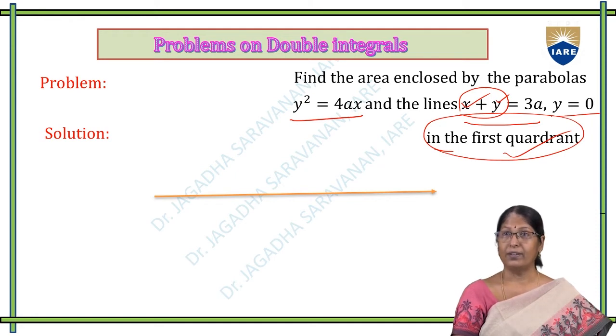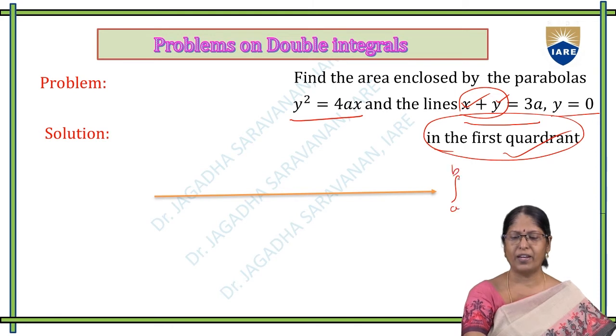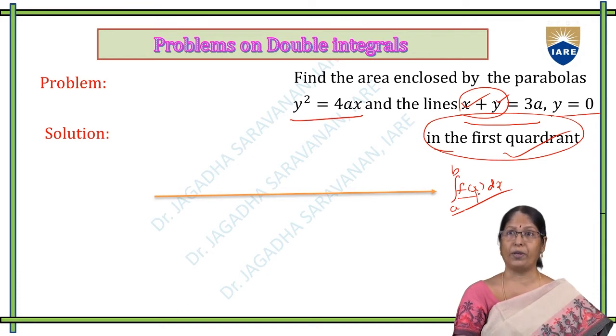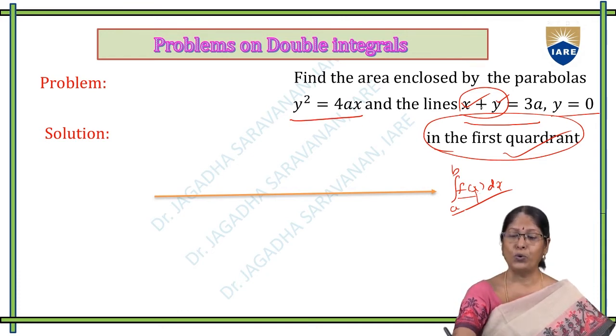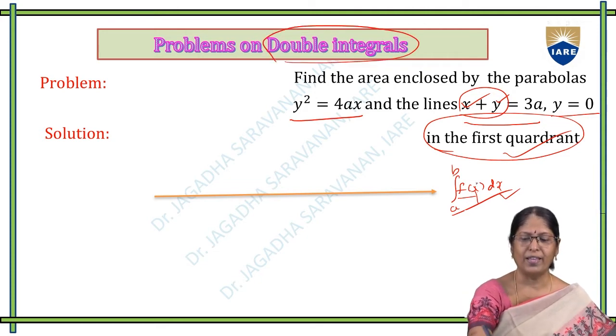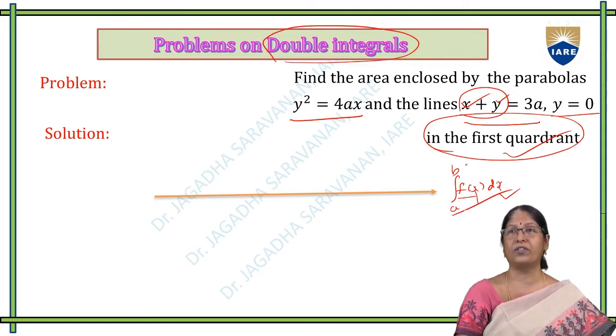We know the definite integral, integral a to b f of x dx. This is a definite integral related to one variable, that means a function defined for one variable. If it is extended to two variables, then it becomes a double integral. That is our topic, double integral, the extension of the definite integral.